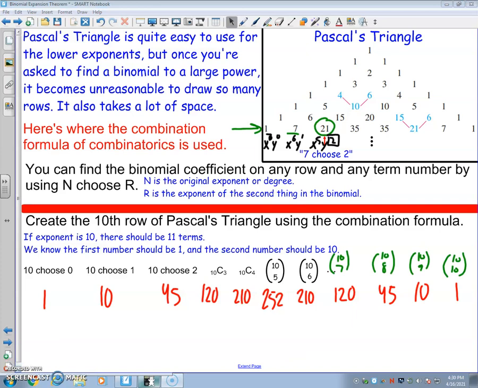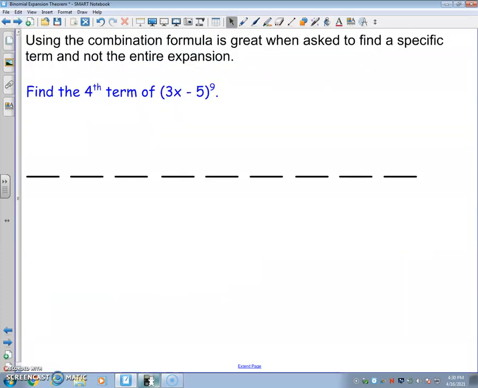All right, so now that we can create any row on Pascal's triangle without having to draw the triangle, let's see how we can use this. This formula is best when asked to find a specific term, not the entire expansion. They might say find the 4th term of this thing, or they might say find the 27th term of this crazy thing with the crazy power. So we just pick one specific thing.